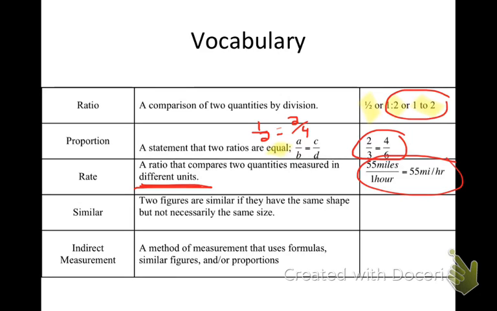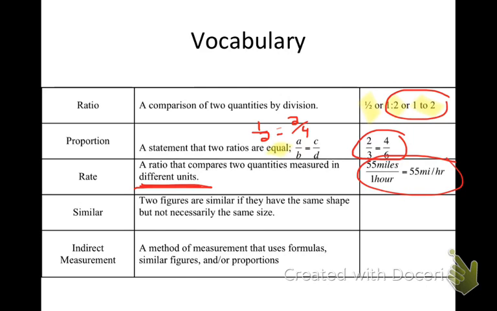Similar. Two figures are similar if they have the same shape but not necessarily the same size. There are two shapes that are always similar. Do you know the name of the two shapes that are always similar? Circle. And? Square. Circles and squares are always going to be similar. Rectangles, as we know, you can have a really fat rectangle or a really skinny rectangle. Triangles can have all different shapes and sizes. But circles and squares are always going to be similar.